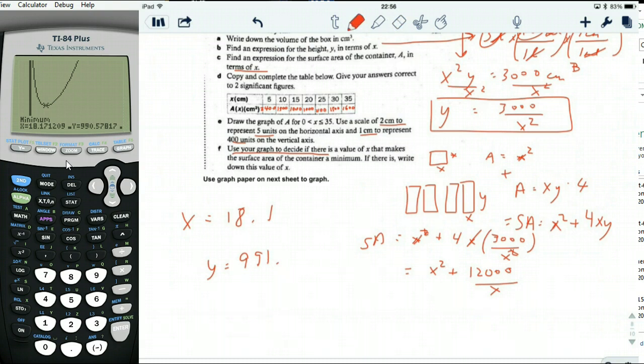Now, do we want x or y? Well, they say, is there a value of x? And if there is, write down this value of x. So all we need is x. We don't need the y in this case. Okay? And that's it for this section.